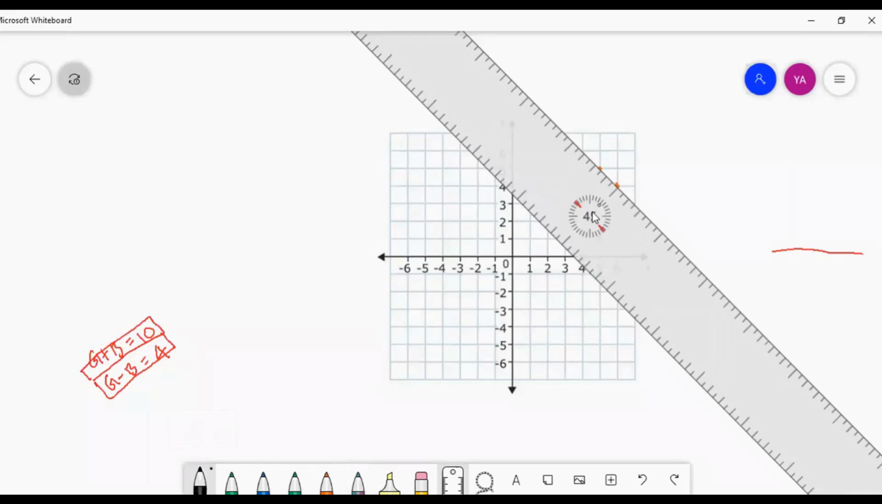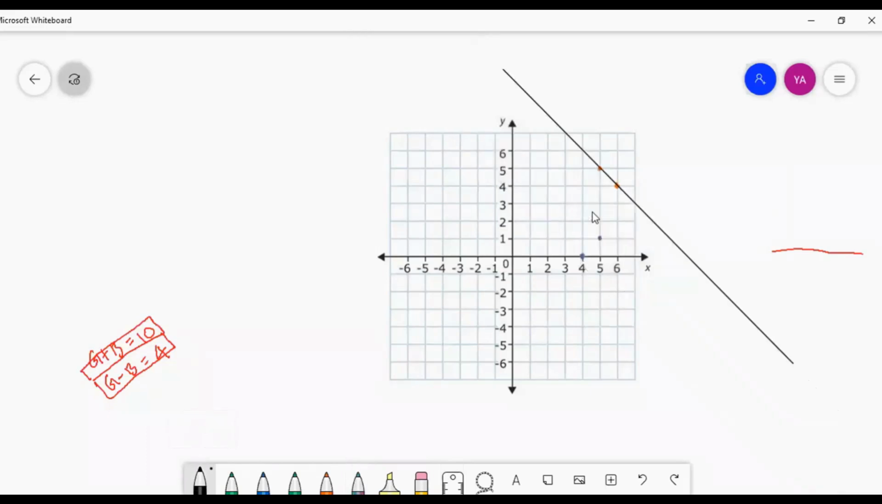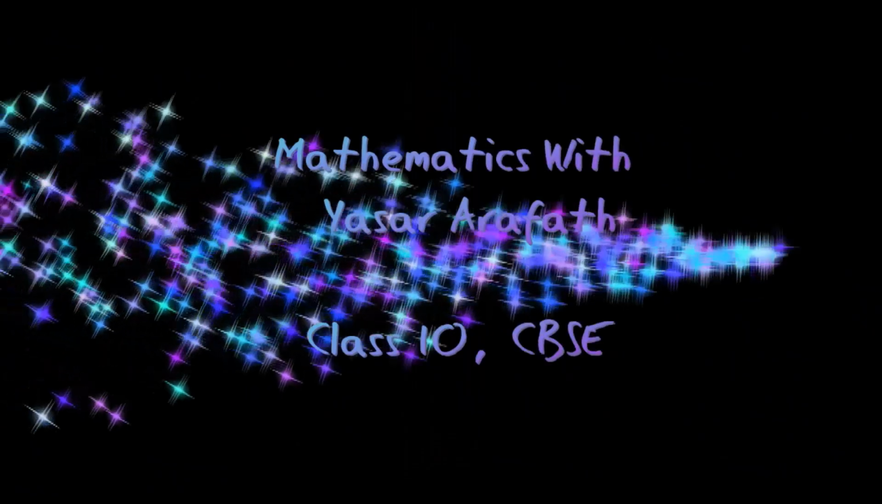The first line will go like this. The second line should pass through 4, 0 and 5, 1.